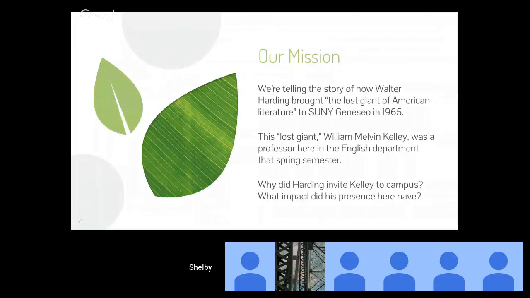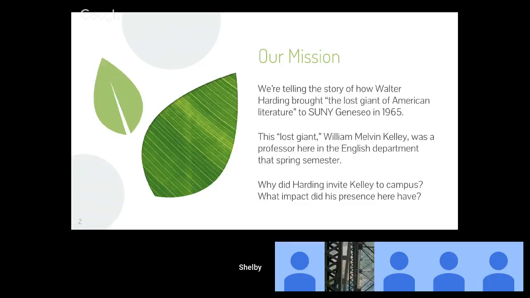So our mission, we were really just trying to tell the story of how Walter Harding brought the lost giant of American literature to sunny Geneseo in 1965. He's considered a lost giant, I think, because when you analyze his work, it stops at 1970. And you don't really see much else about him. You don't hear much else about him. The articles we found, we had to dig for. And so he gets buried in broader issues such as race and ethnicity and all of these bigger topics he was trying to discuss. He was buried underneath them.